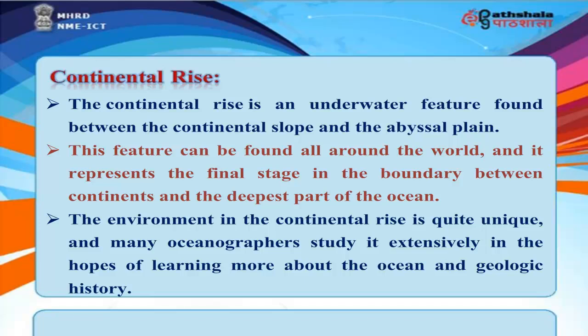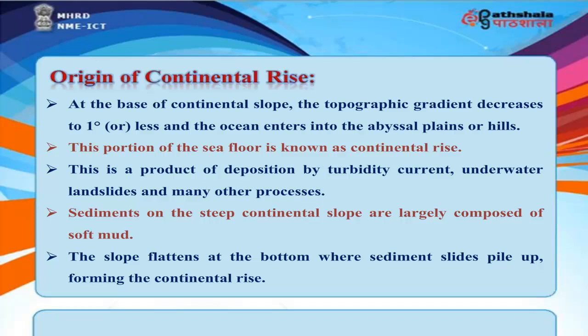The environment in the continental rise is quite unique, and many oceanographers study it extensively in the hope of learning more about the ocean and geologic history. Origin of Continental Rise. At the base of continental slope, the topographic gradient decreases to 1 degree or less, and the ocean enters into the abyssal plains or hills. This portion of the seafloor is known as Continental Rise.